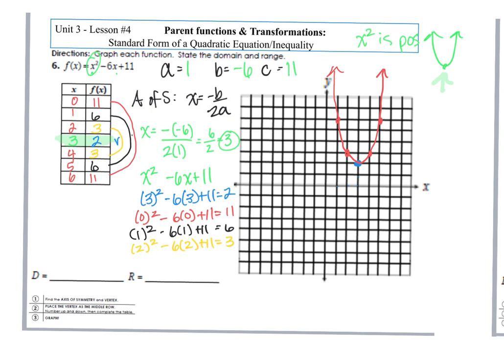Our domain, how are we spreading from left to right? What x values are we allowed to plug in? We're allowed to plug in anything. So we have all real numbers.